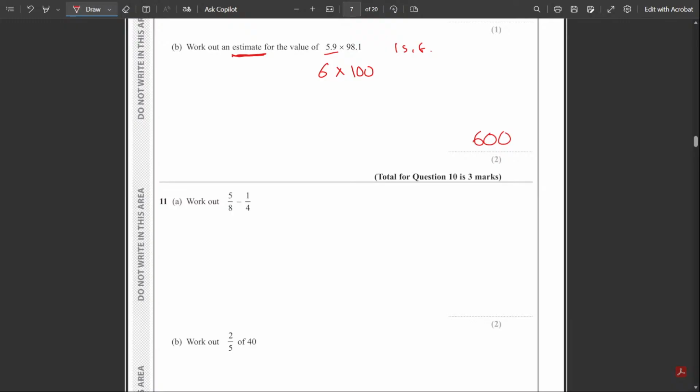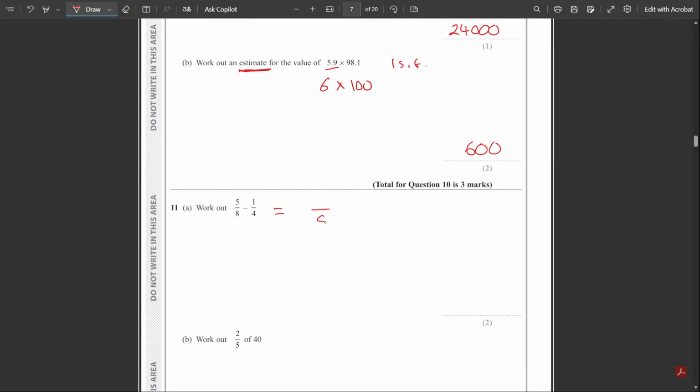If you're adding or subtracting fractions, you should have the denominators exactly the same. So we're going to change both of these so it's over 8. The first one is already 5 over 8. The second one, we're multiplying 4 by 2, so we're multiplying 1 by 2. So we get 2 over 8. 1/4 is 2 over 8. So 5/8 take away 2/8, we get 3/8.